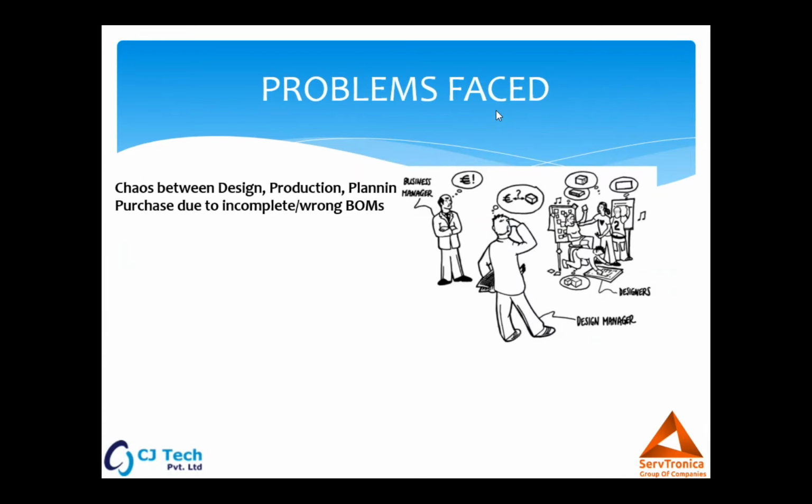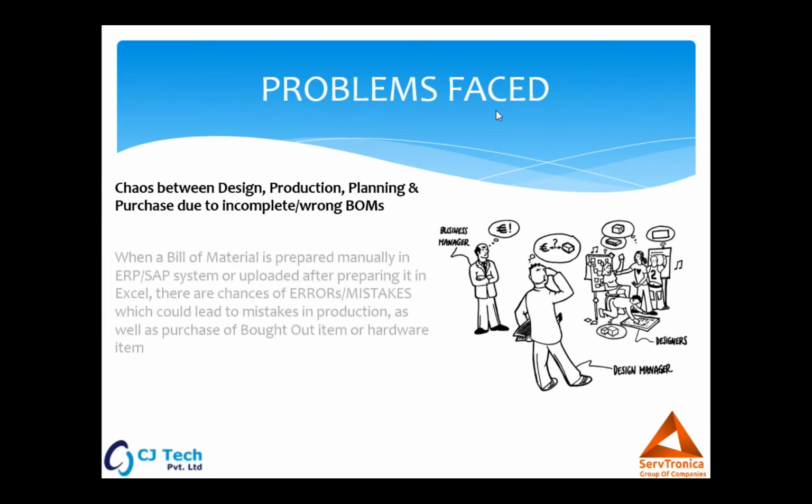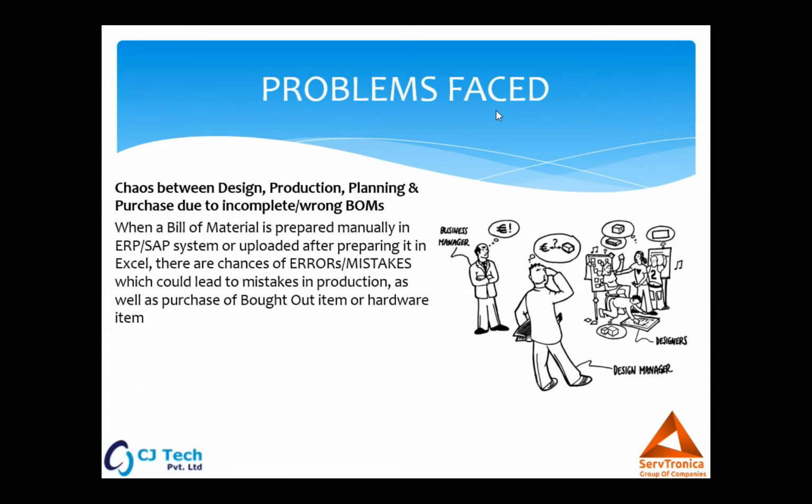Another issue is the chaos between different departments because of a wrong BOM. When I'm preparing a BOM manually, there are chances I make a mistake. This mistake is not identified during the design phase, but is identified during the production or assembly stage, which becomes too late for us. And sometimes because of that, our project delivery is also affected.